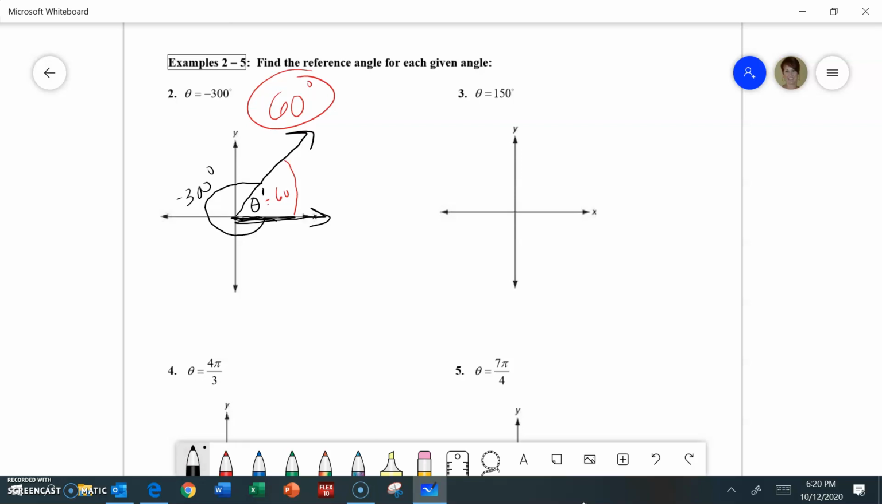Okay, so let's look at example 3. We have theta equals 150 degrees. From my initial side, I'm going to rotate 150 degrees counterclockwise because it's positive. So here's theta. Theta is 150. The angle that gets you to the x-axis, under our triangle that we've experimented with, is right here. This would be theta prime, and this angle would be 30 degrees. So the reference angle to 150 is 30 degrees. It's positive and it's between 0 and 90.